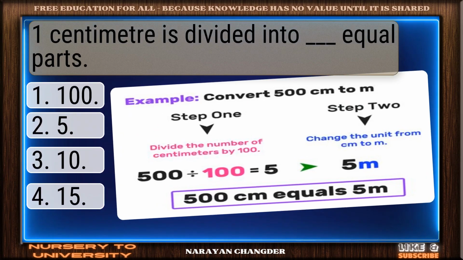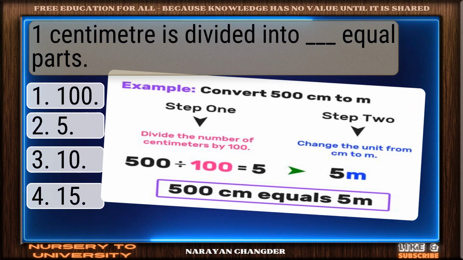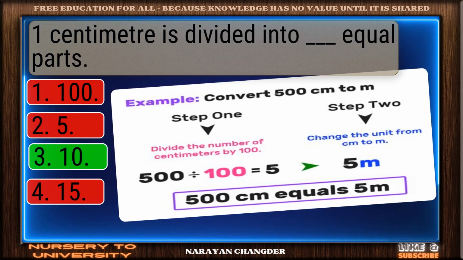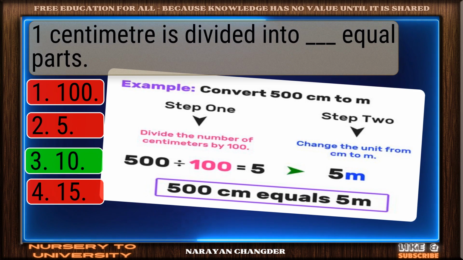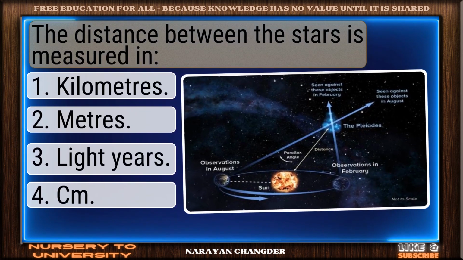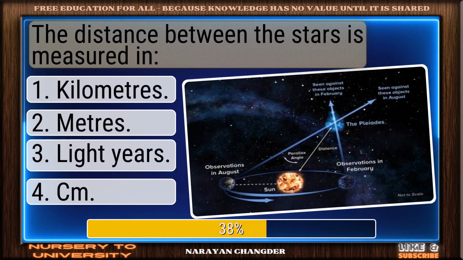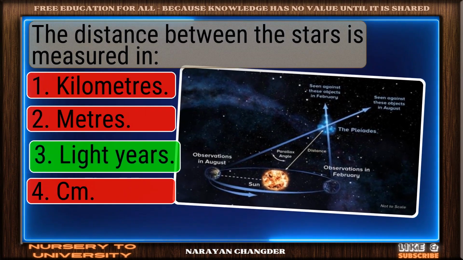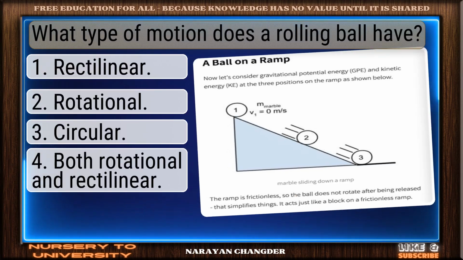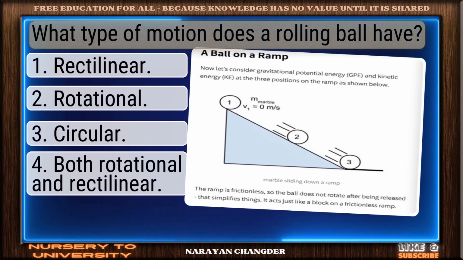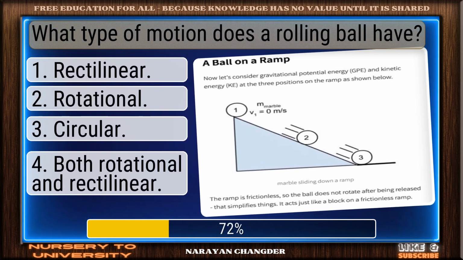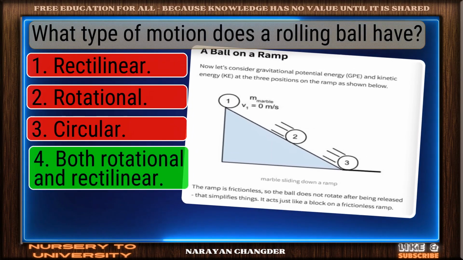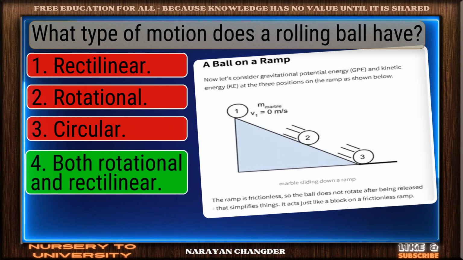1 centimeter is divided into dash equal parts. Right choice. 10 is the best answer. The distance between the stars is measured in. You chose light years, and it is correct. What type of motion does a rolling ball have? Smart pick. Both rotational and rectilinear is the correct choice.